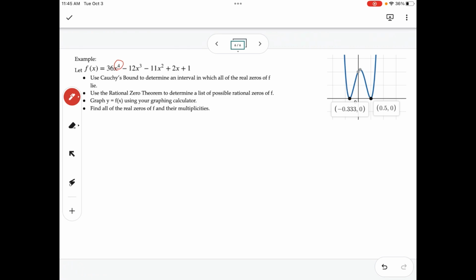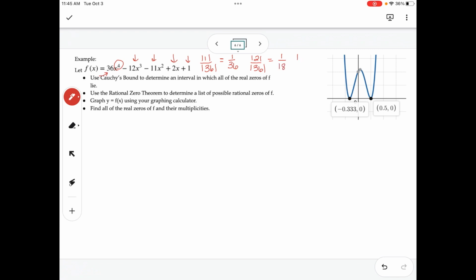Let's use Cauchy's bound to determine the interval in which we should have the real zeros. So we'll start off by taking each coefficient, dividing by the absolute value of the leading coefficient. I'll have absolute value of 1 over the absolute value of 36, which is 1/36. The absolute value of 2 over the absolute value of 36, which is in fact 1/18.